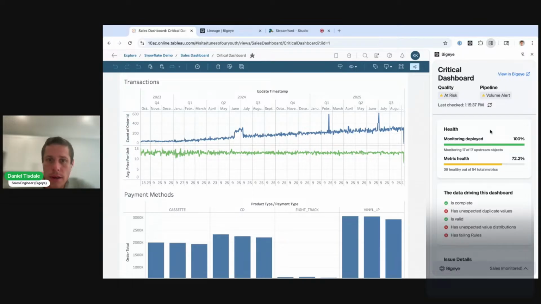And then out of the objects or columns that we're monitoring, we've deployed a total of 54 Bigeye metrics.